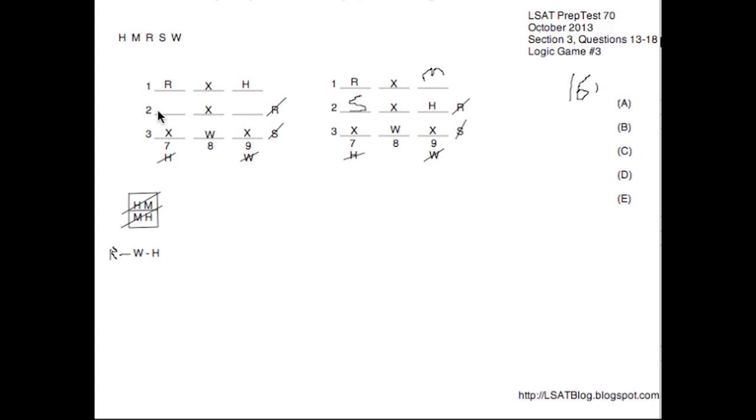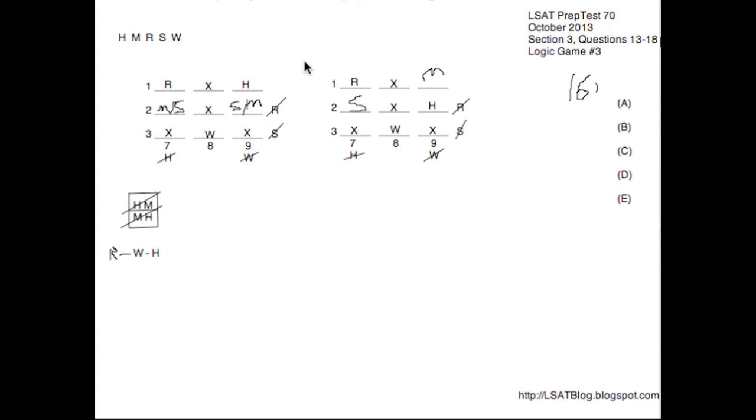In the other diagram, though, things are more open-ended. M and S are pretty much interchangeable. You could have M on 1 at 7 and S on 9, or S on 7 and M on 9. Works out perfectly fine either way. So these are our 2 different possibilities, and we can just run through the choices now.